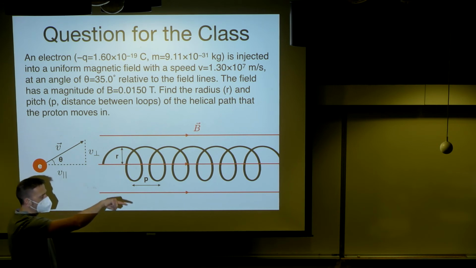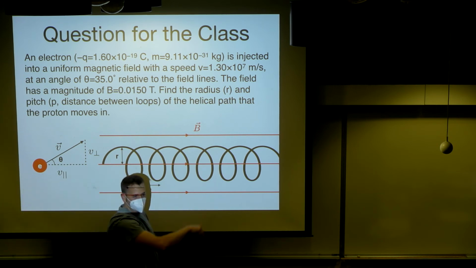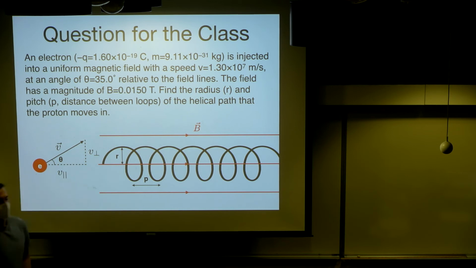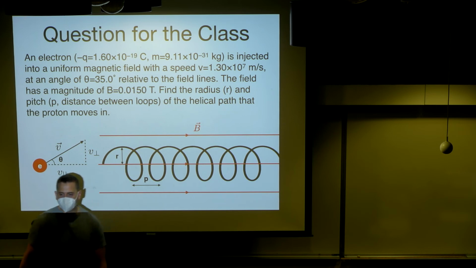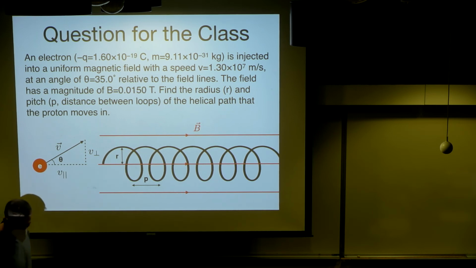So the question is, we already know what the motion is going to look like. We know that it's going to move in a helical pattern, okay, in a spiral. So what you're going to do is find the radius of that spiral and the pitch distance, which is the distance between each loop in the spiral, okay? So remember, here's what I would suggest that you do. Start by breaking this velocity into V parallel, the component that goes along the B field lines, and V perpendicular, which is perpendicular to the B field lines, okay?